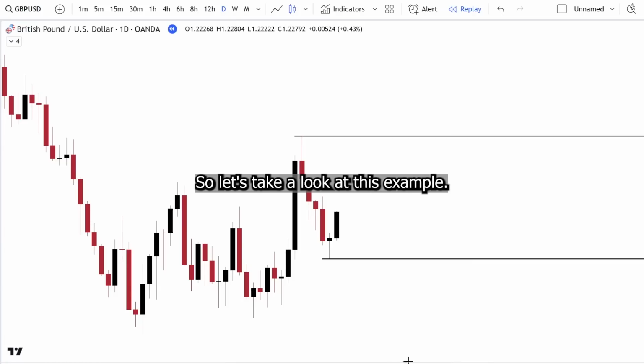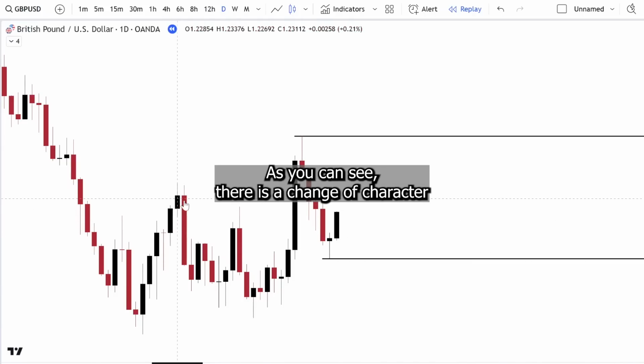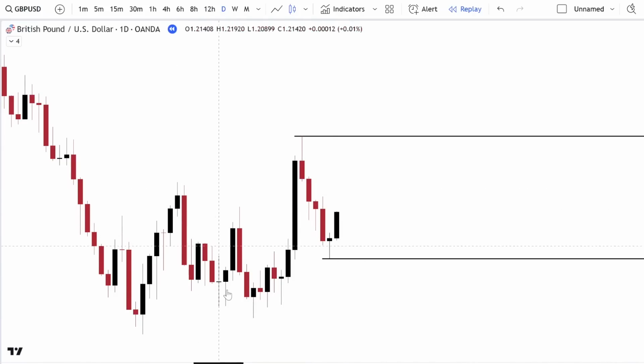So let's take a look at this example. As you can see, there is a change of character. And we can understand that the trend wants to go bullish, but we cannot confirm that. We have no confirmations. So this is the range. This is our swing high, this is our swing low, and this is the range we're operating in as far as the daily time frame goes.